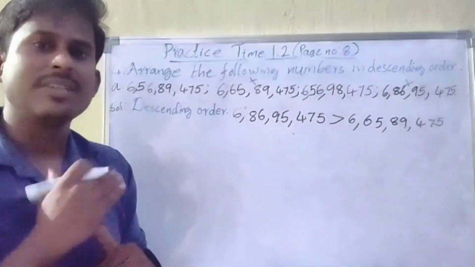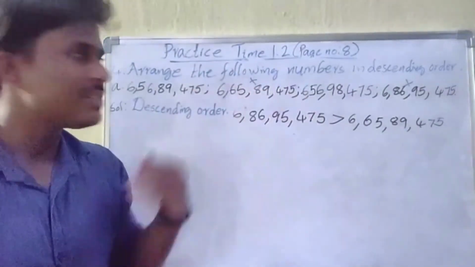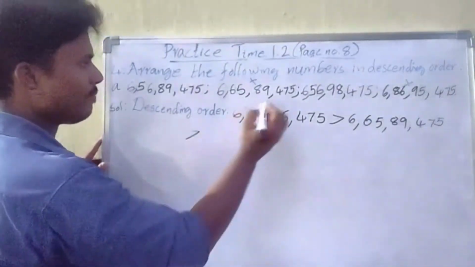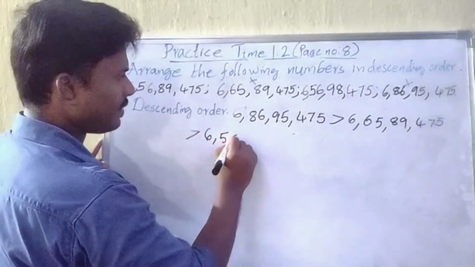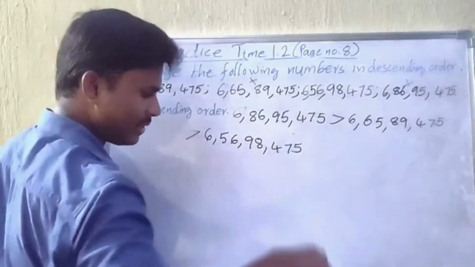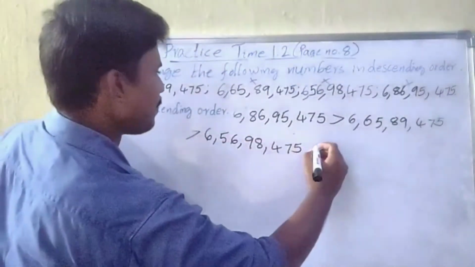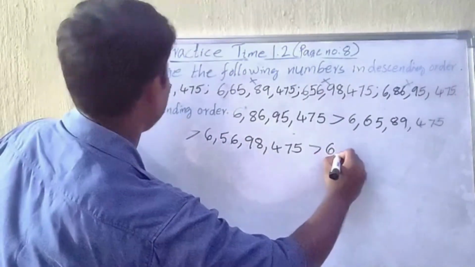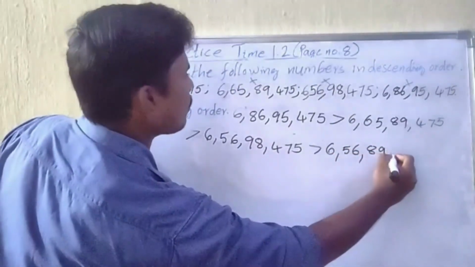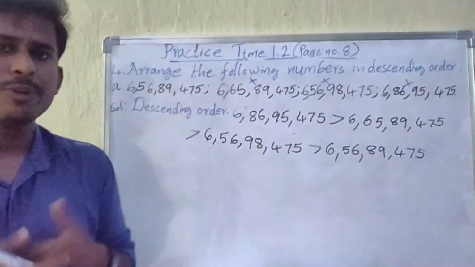So which is greater when comparing in the thousands period? 98,000 is greater. So this number comes next, is greater than 6 crore 56 lakhs 98,475. Strike off. We are left with only one number, so I am writing this here. Is greater than 6 crore 56 lakh 89,475. Let us go for question B.